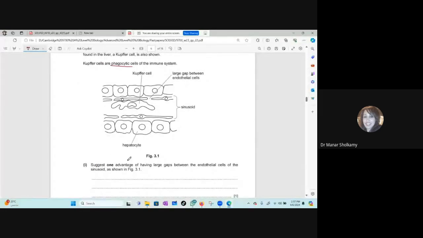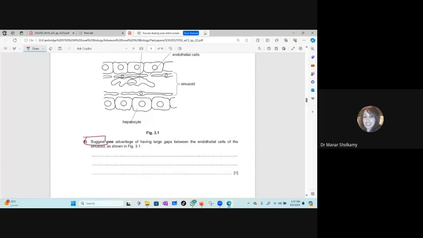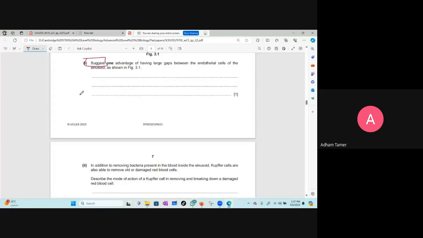Give just one advantage of having large gaps between the endothelial cells of the sinusoid, as shown in figure 3.1. Another suggest question, but it's easy. Why do we have large gaps here, Adham, between the endothelial cells of the sinusoid? For the Kupffer cells to squeeze in. Very good, for the Kupffer cell to go out and reach the tissue fluid or site of infection.